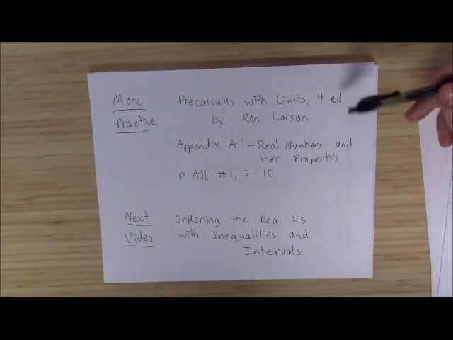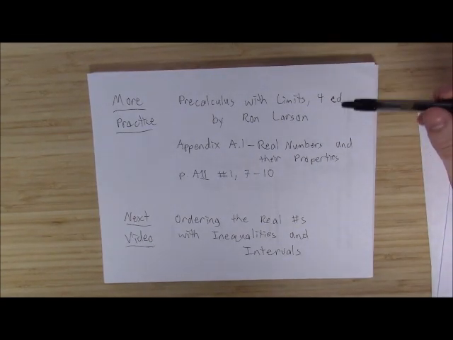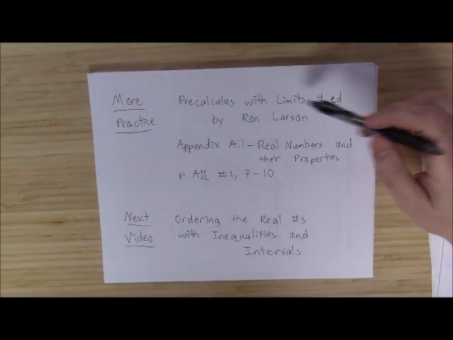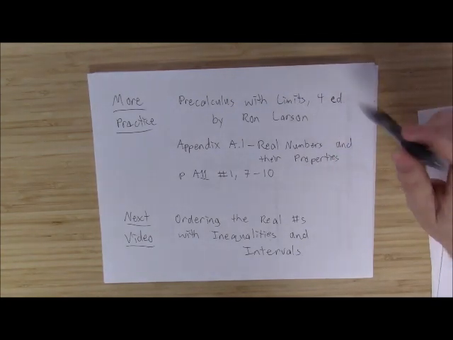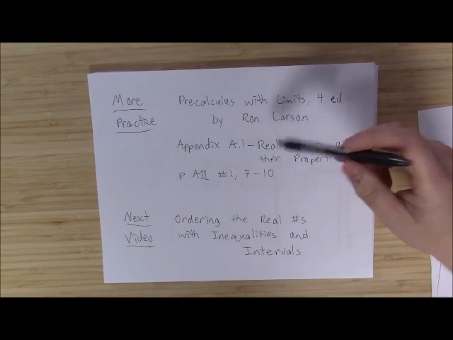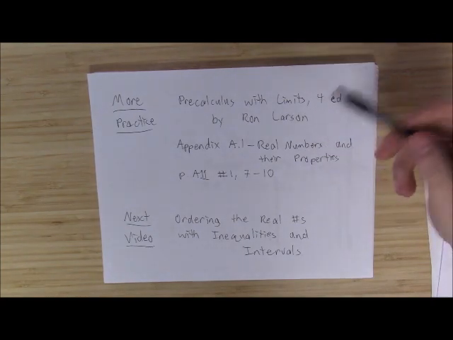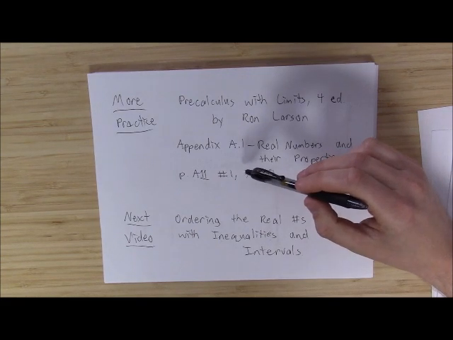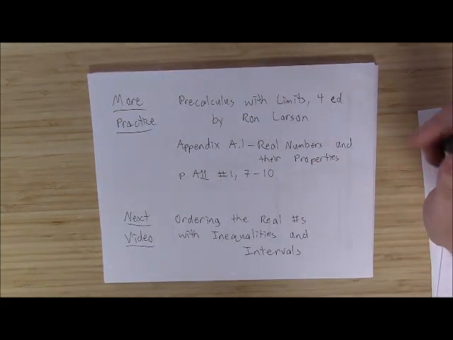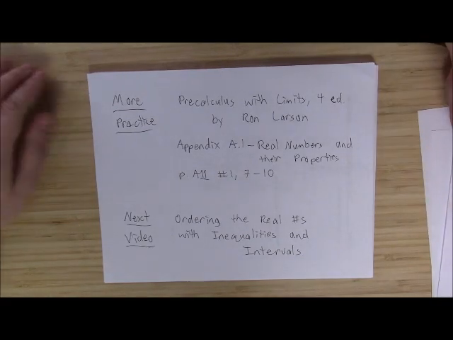If you would like some more practice in classifying real numbers, be sure to look at Ron Larson's Pre-Calculus with Limits, Appendix A1, Real Numbers and Their Properties, page A11, numbers 1 and 7 through 10. In our next video, we'll be talking about how to order the real numbers with inequalities and intervals.